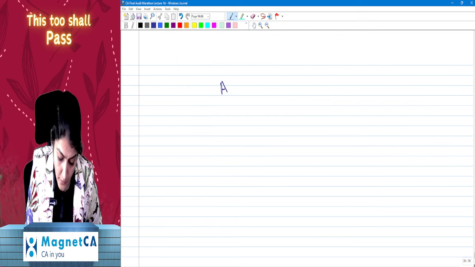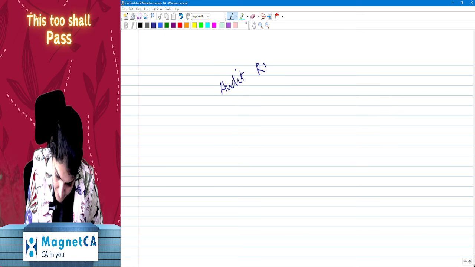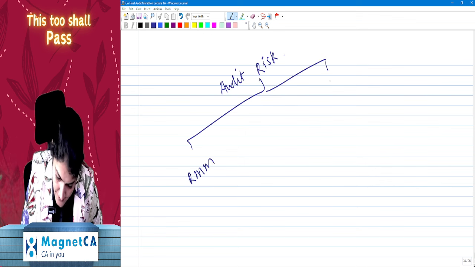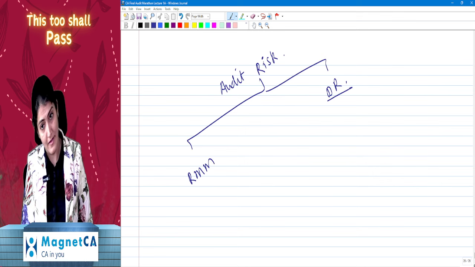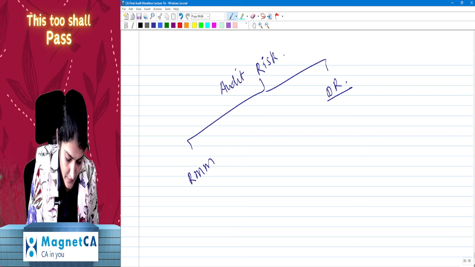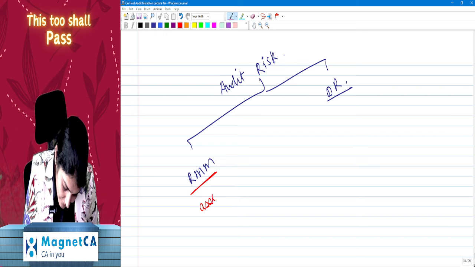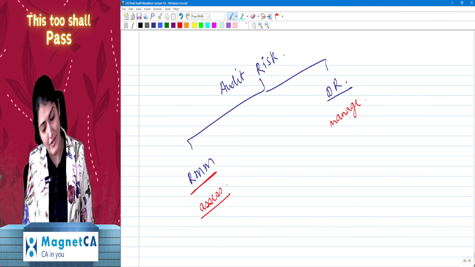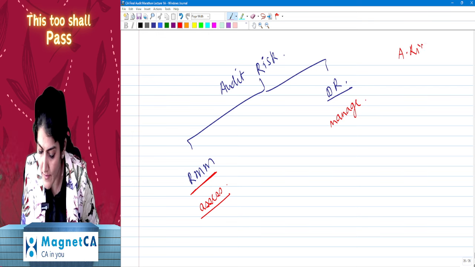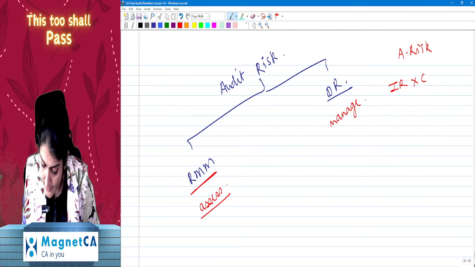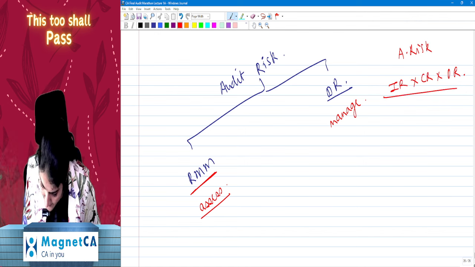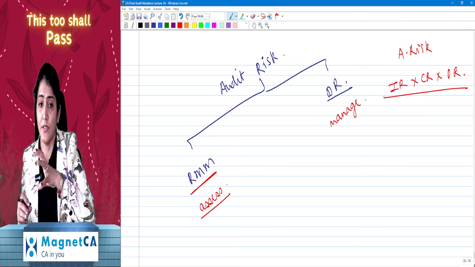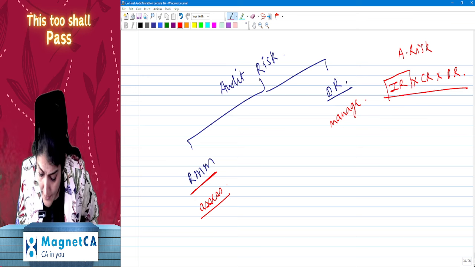Right? So what we say, audit risk is a function of risk of material misstatement and detection risk. RMM we assess and detection risk we manage. And we also say audit risk is equal to IR into CR into DR, that is, inherent risk into control risk into detection risk. Okay, so now inherent risk.